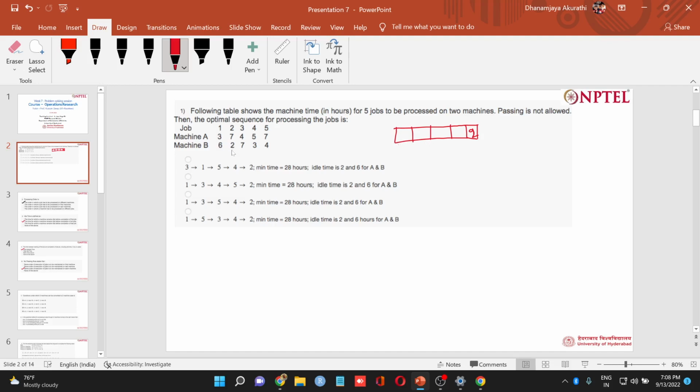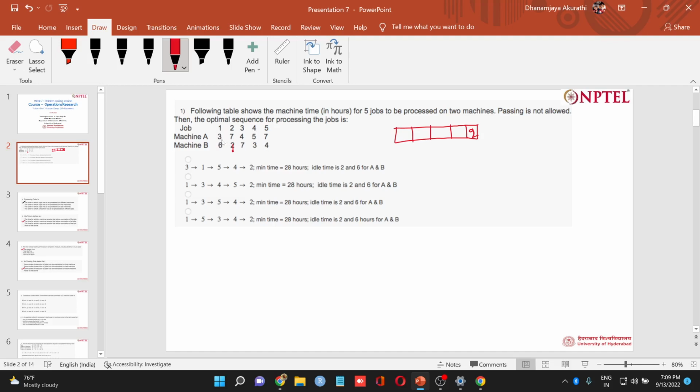So here we find that 2 is the minimum and the corresponding job is job 2. This minimum 2 comes from machine B, so we assign the corresponding job at the last of the sequence and cross it out. Here we assume that job 2 is crossed out because it is already assigned in the sequence. Then we find the next minimum value. Here you can observe the minimum value 3, which is involved in machine A for job 1 and machine B for job 4.